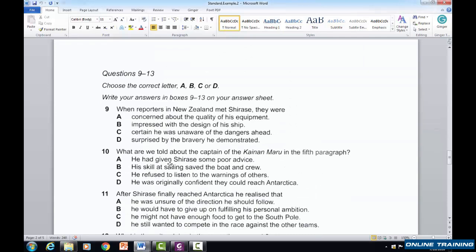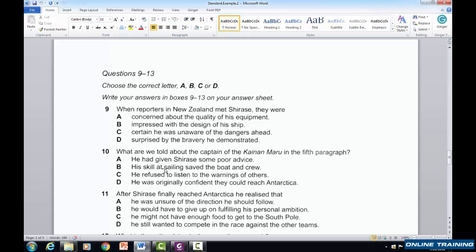He had given Sharice some poor advice? Nothing about that. His skill in sailing saved the boat and crew. He refused to listen to the warnings of others? Nothing about that. He was confident they could reach the Antarctica? No. My correct answer is B, because in those sentences it talks about his skill at saving, his remarkable sailing that he was able to do through the worst weather that he had ever seen. So our correct answer for number 10 would be B.